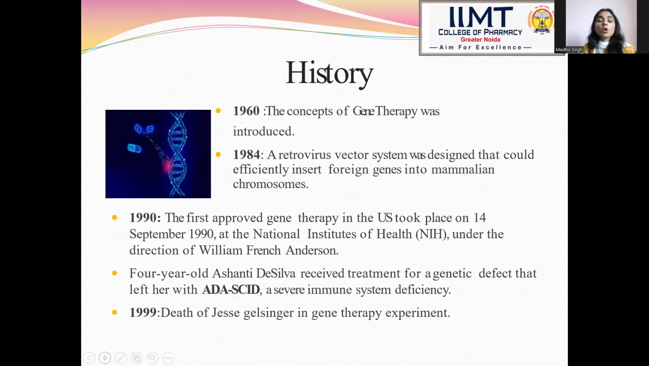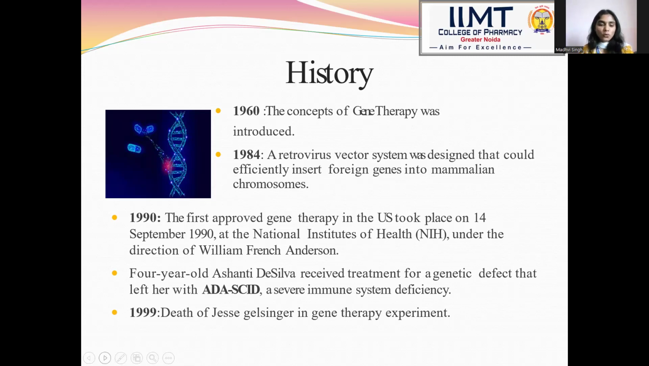Next is the history of gene therapy. In 1960, the concept of gene therapy was introduced. After that, in 1984, a retrovirus vector system was designed that could efficiently insert foreign genes into mammalian chromosomes. Then, in 1990, the first approved gene therapy in the US took place on 14 September 1990 at the National Institutes of Health under the direction of William French Anderson.